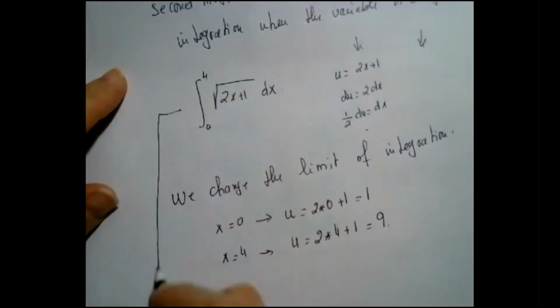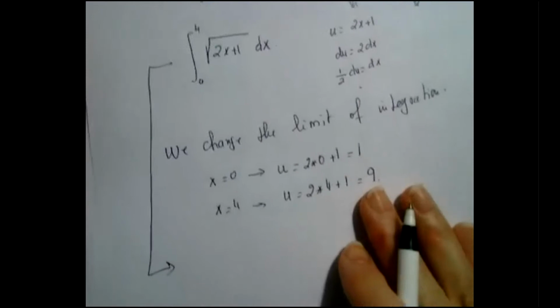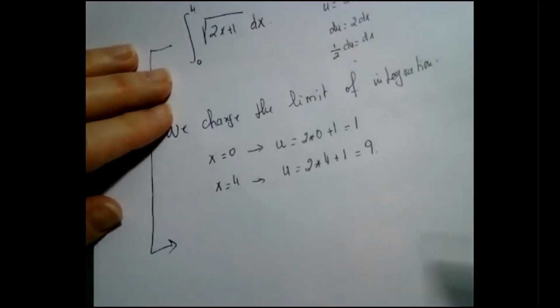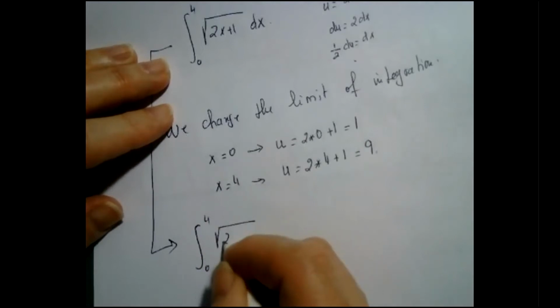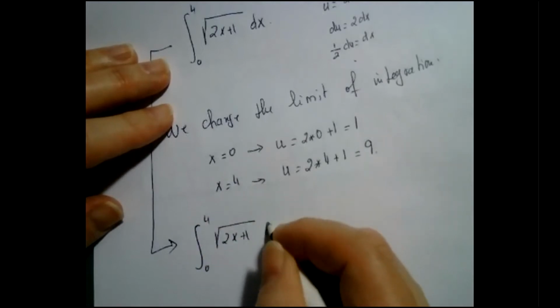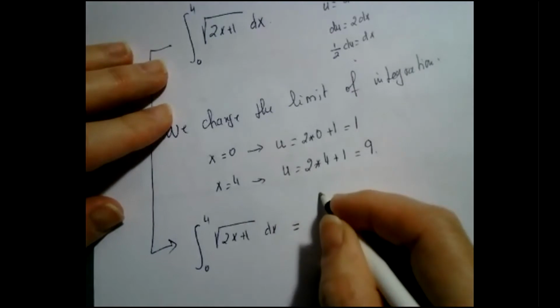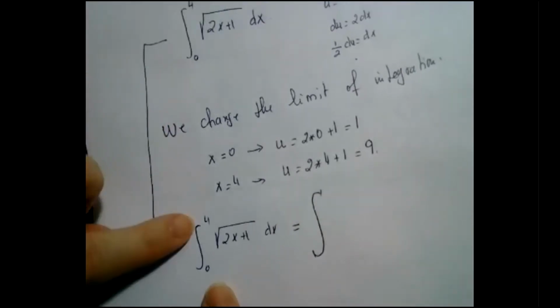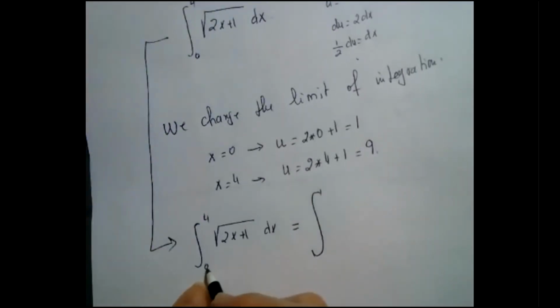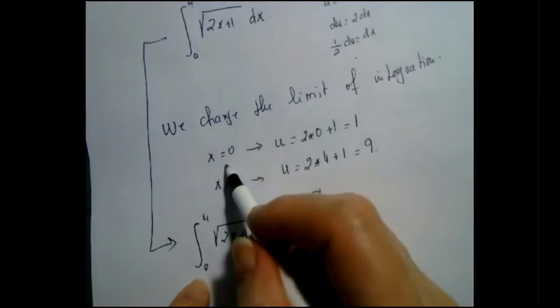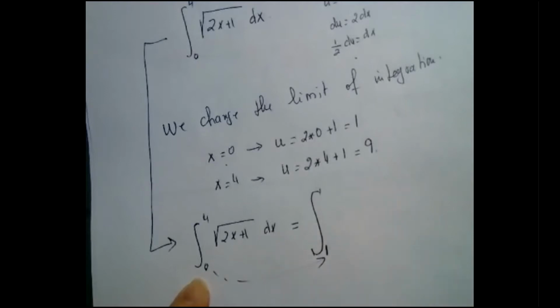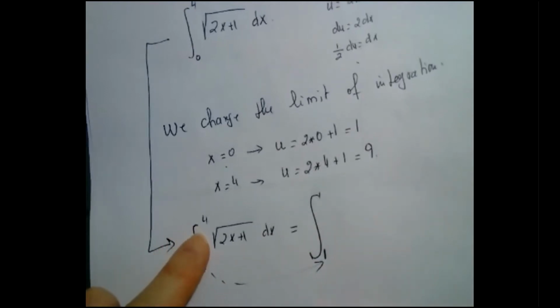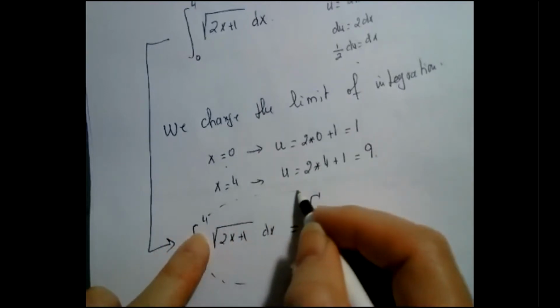Of course, that is based on the formula that I'm using. Then the integral from 0 to 4 of the square root of 2x plus 1 dx will become the following. It's a definite integral, so it becomes the integral from 1, since when x is 0, u is 1. When x is 4, u is 9, so we change that to 9.